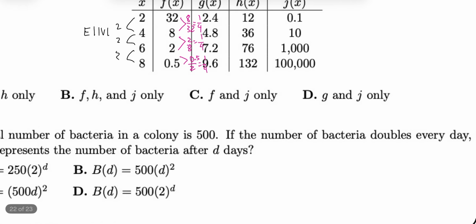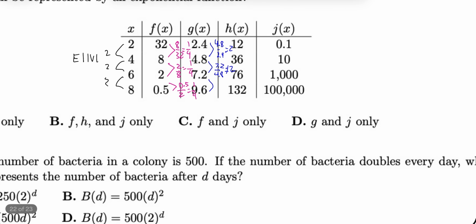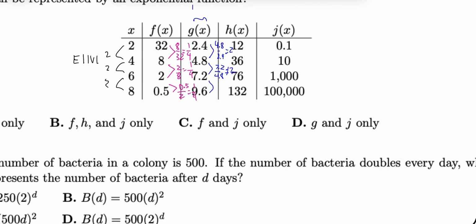So because these ratios are equal, f can be represented as an exponential function. Now let's check the same thing for g. Here, let's take those ratios. We have 4.8 over 2.4, which is 2. We have 7.2 over 4.8, which is not equal to 2. And then we see that these ratios are not equal. So that means that g is not going to be an exponential function.